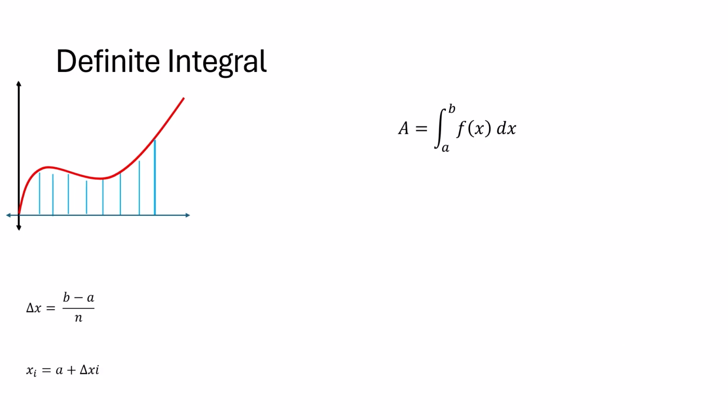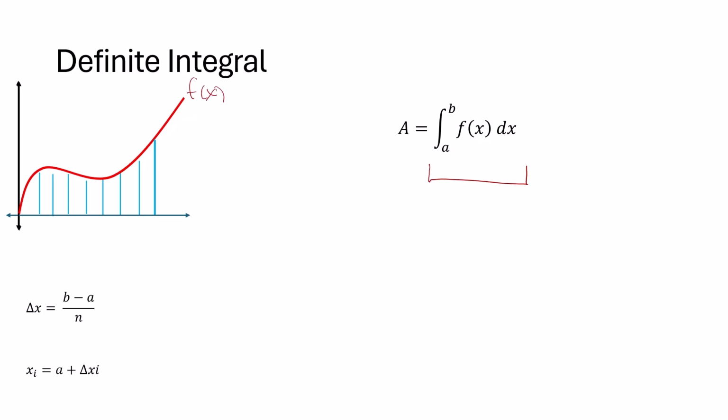By definition, the definite integral is equal to the area under the curve and is given by this notation. This is read as the integral from a to b of f of x dx. The Riemann sum will give us a way to calculate the area, but before showing you, I'd like to give you a little intuition as to where it comes from.